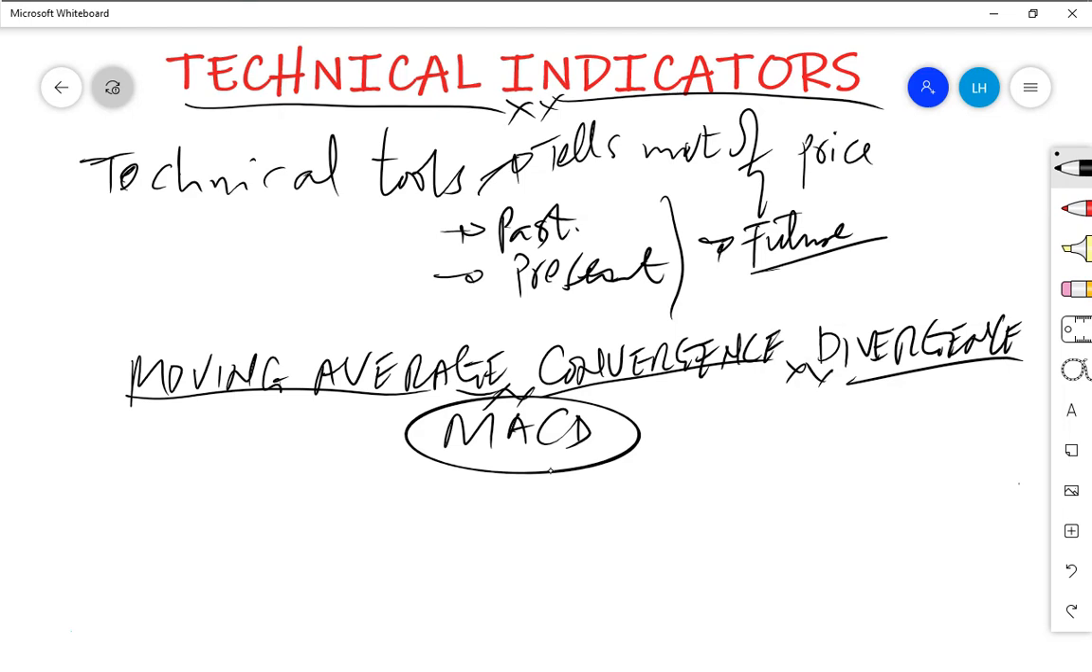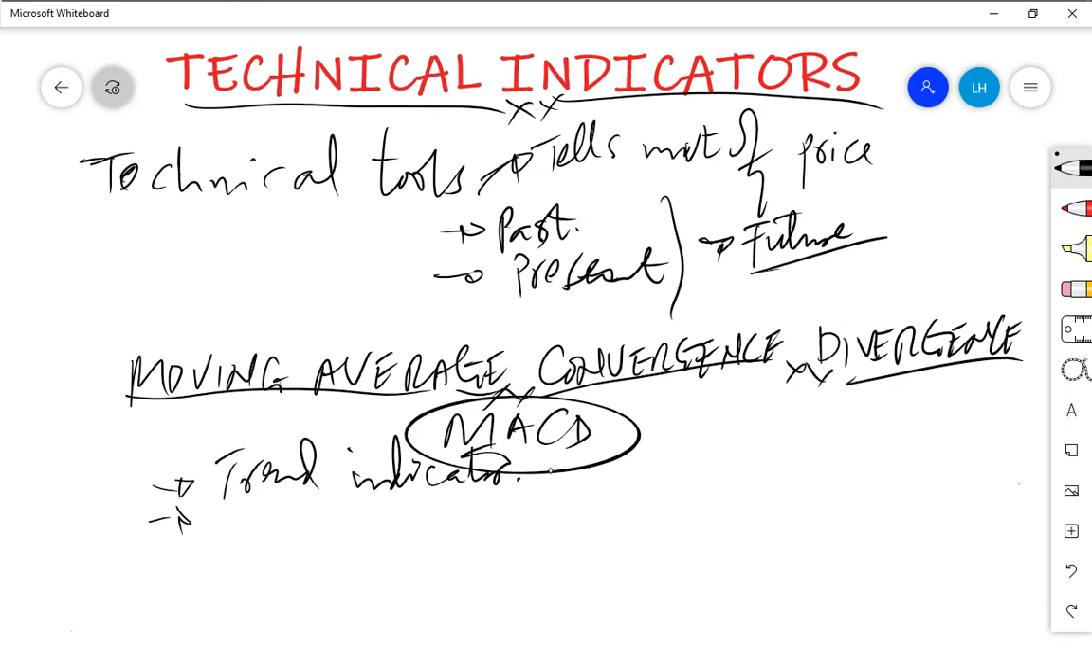Mainly the MACD, as I said, is the moving average convergence divergence. Based on categorization, as I said, it covers most of the functions performed by other indicators. So we find that first of all it is a trend indicator. When I say it is a trend indicator, it means it shows the trend of the market.